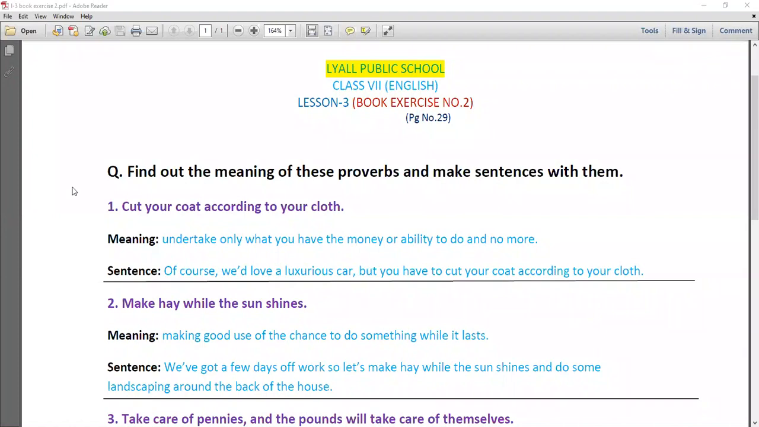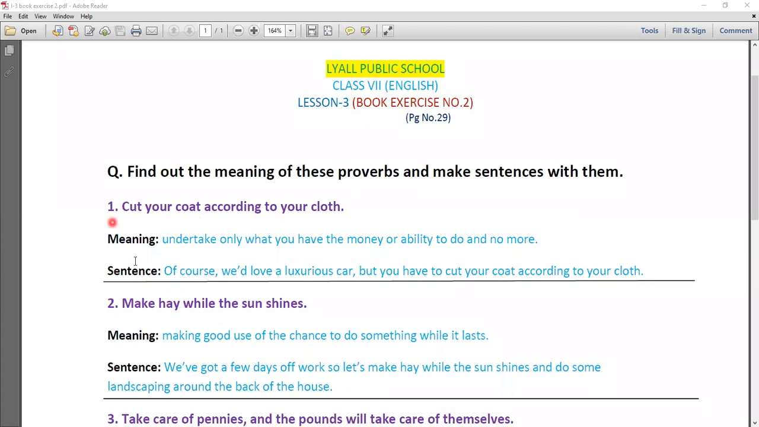Okay, again I'm repeating this question. What is the question? Find out the meaning of the given proverbs and make sentences with them. You have to give the meaning and also make a sentence with each of the given proverbs. The very first proverb is: cut your coat according to your cloth.